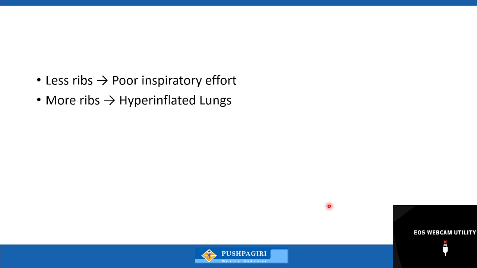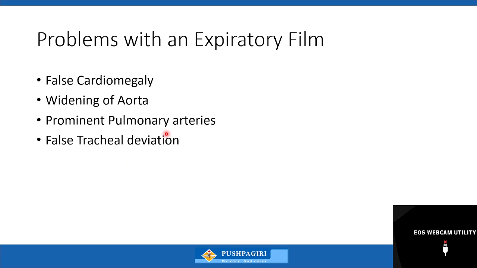If there is a smaller number of ribs, it denotes a poor inspiratory effort. And if there are more than 6 anterior and more than 10 posterior ribs, it suggests a hyperinflated lung. We have to look for and think of COPD. So what are the problems with an expiratory film? If we obtain an expiratory film, it can show a false cardiomegaly, widening of the aorta, prominent pulmonary arteries, and a false structural deviation.